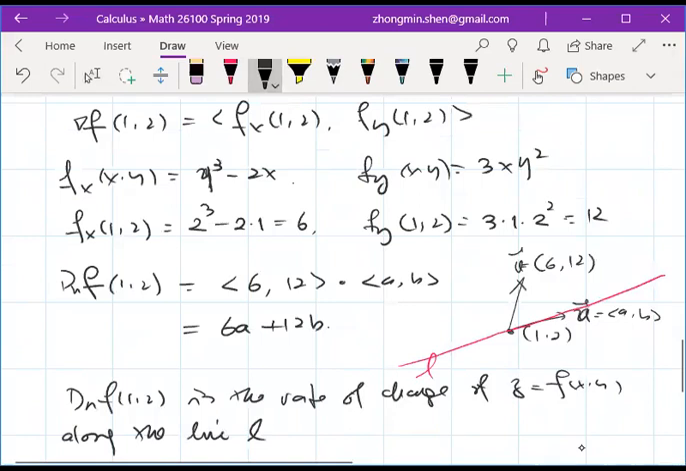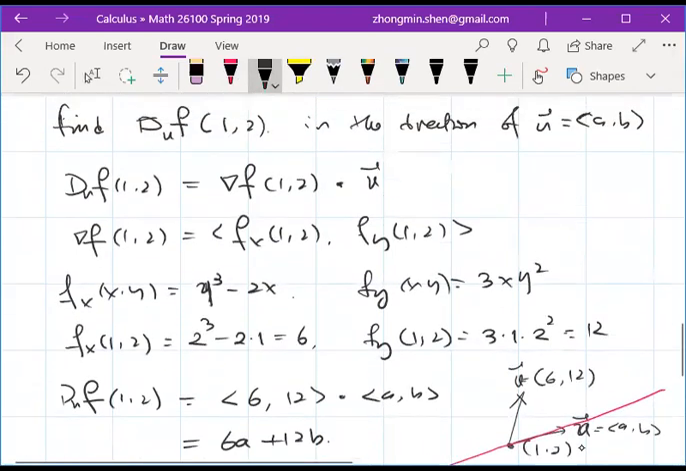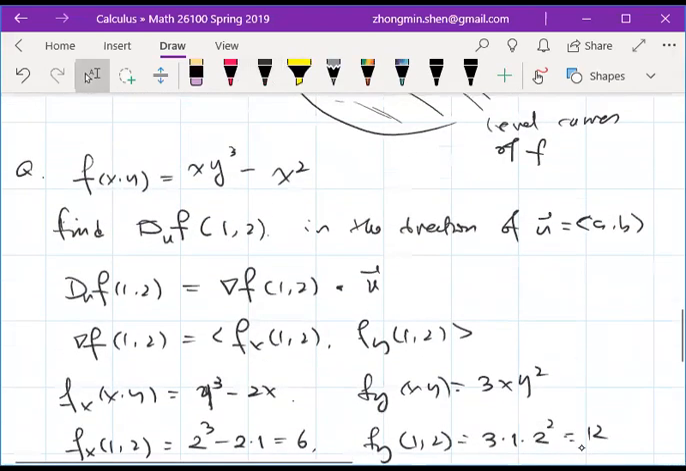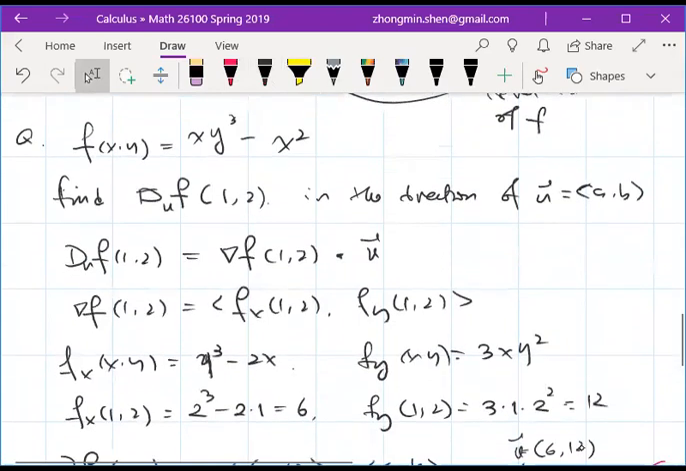Partial derivative with respect to y. Let me go back to the function. The function is x y cubed minus x squared. So when I differentiate with respect to y, the second term is gone. Only x y cubed gives you 3x y squared.